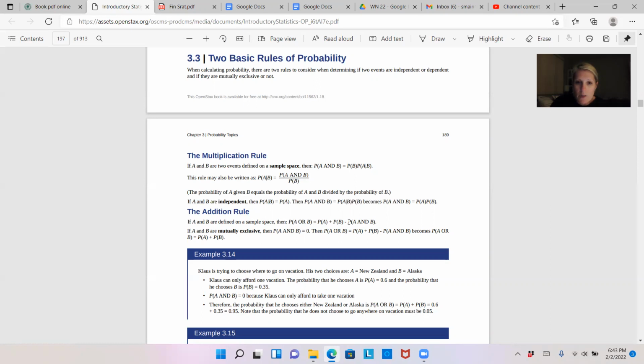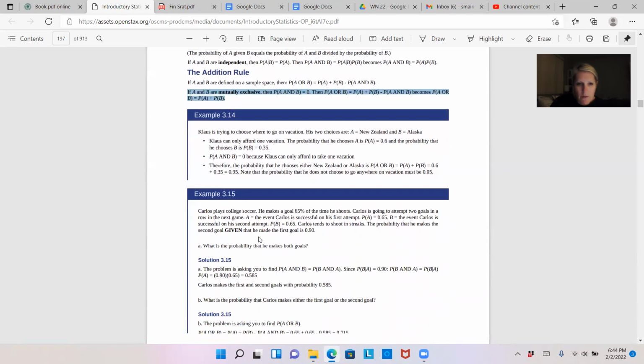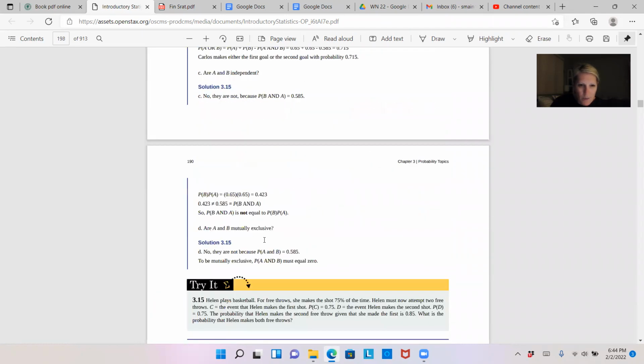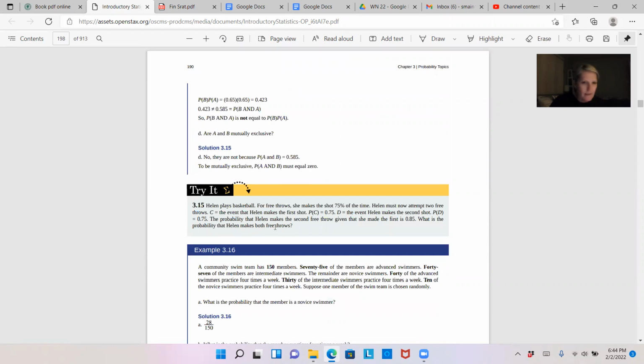So if they are mutually exclusive, then this is going to be 0. You won't have to worry about it. And that's what they show right down in this second line. But I think it's best if we do some examples so you can see. So I'll let you read through the examples, but I'm going to work on the try-its.